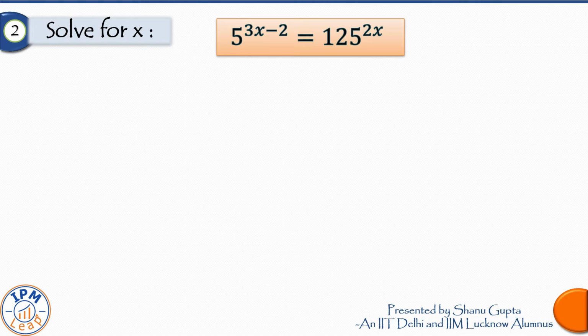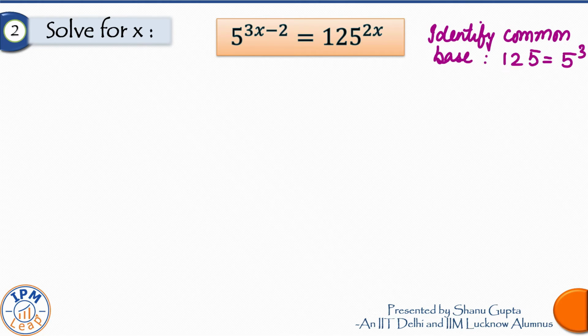Next question is 5 raised to the power of 3x minus 2 is equal to 125 raised to the power of 2x. We have to find the value of x. As always, the first step is to identify the common base. We have 5 on the left hand side and 125 on the right hand side, and 125 is the cube of 5. So the number 5 is the best choice of base, and we can write 125 as 5 raised to the power of 3. So we can rewrite our equation as 5 raised to the power of 3x minus 2 is equal to 5 raised to the power of 3, whole raised to the power of 2x.